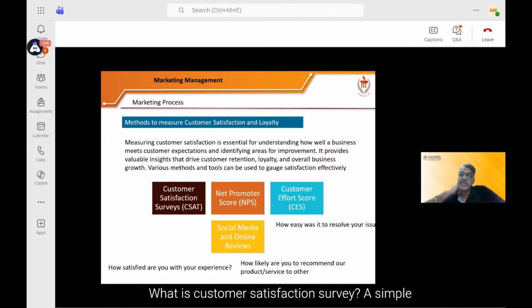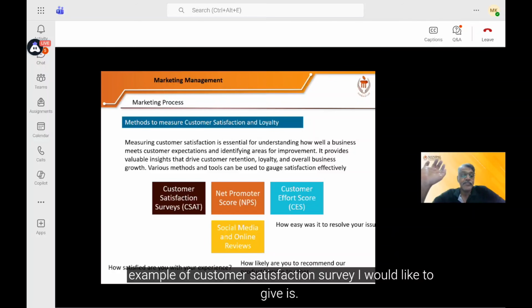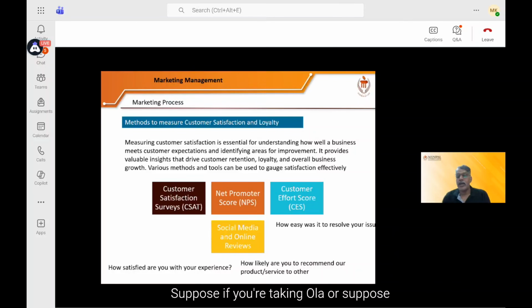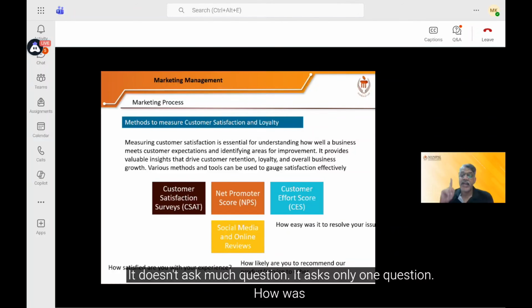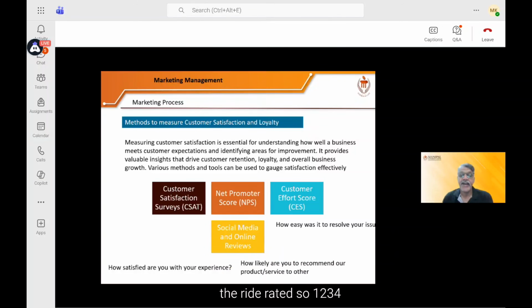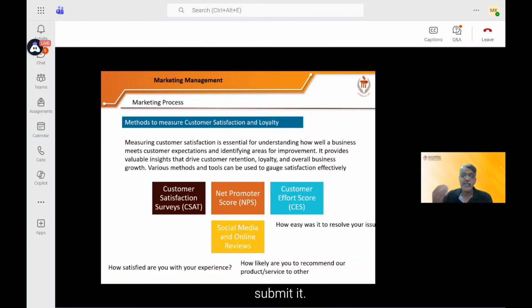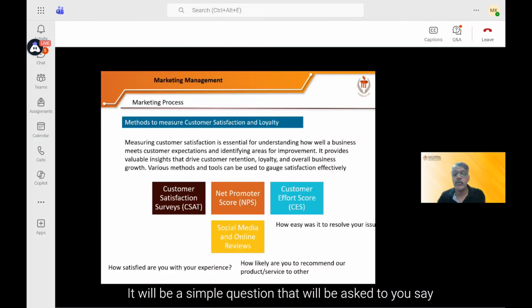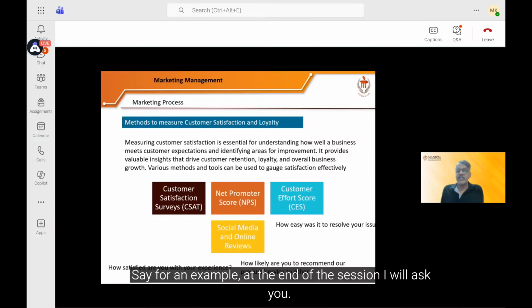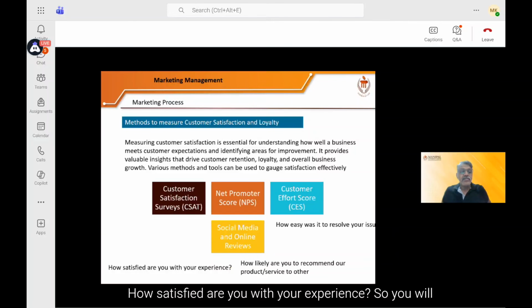What is a customer satisfaction survey? A simple example I would like to give is, suppose you're taking Ola or suppose you take Uber. It doesn't ask many questions. It asks only one question. How was the ride? Rate it. So 1, 2, 3, 4, 5 stars are there which are blank. You touch 3 or 4 and you submit it. A simple customer satisfaction survey. It will be a simple question that will be asked to you. Say for an example, at the end of the session, I will ask you, how satisfied are you with your experience? So you will give me a rating.